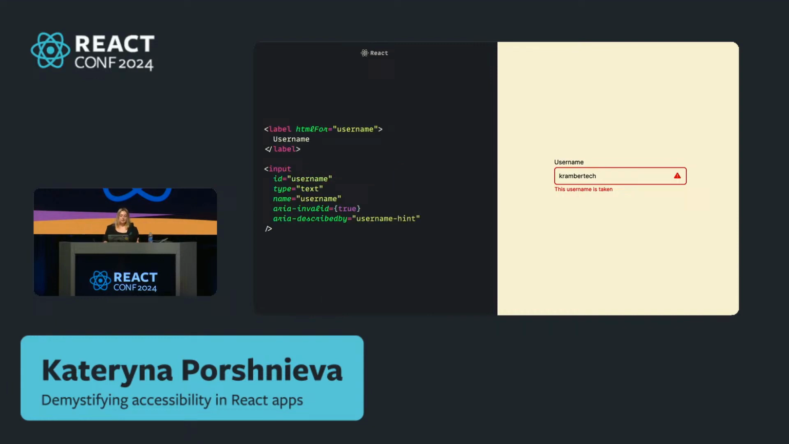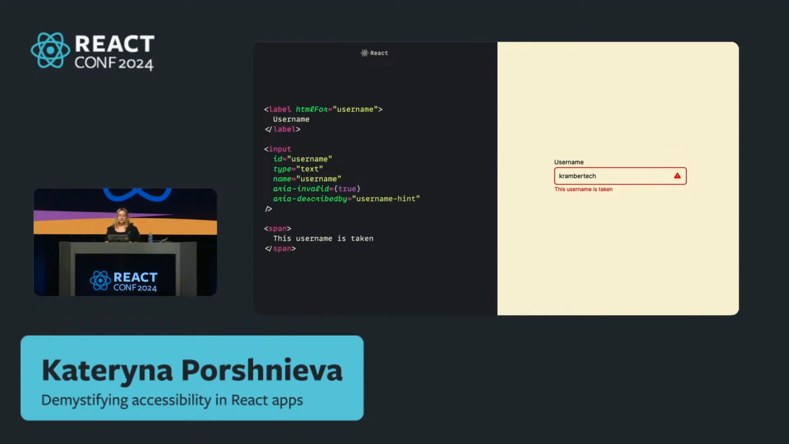Now, as we mark input as invalid, we also need to communicate an error message as well. We can do it the same way that we did with the hints before, by using accessible description. aria-describedby can actually accept multiple IDs, and then it will concatenate those messages together when announcing to the user.